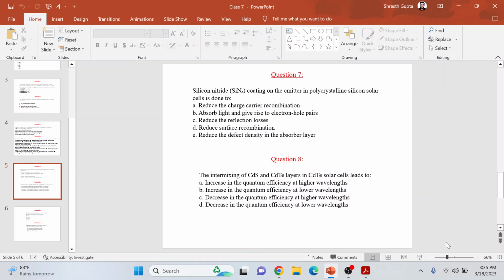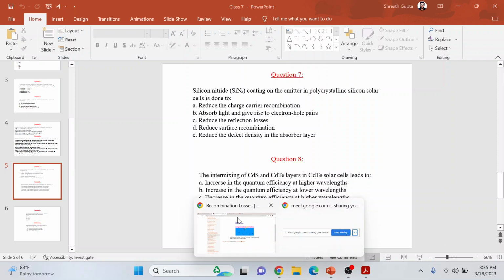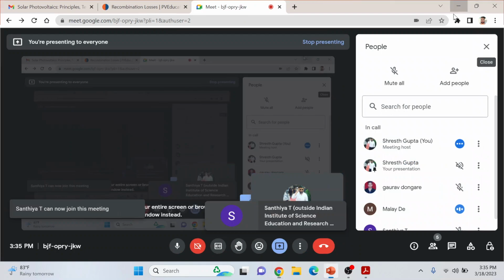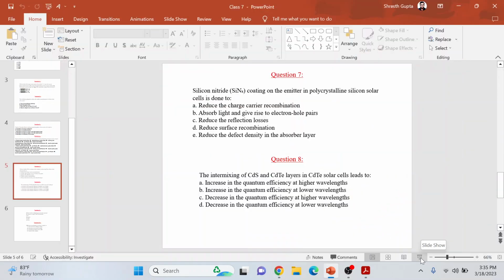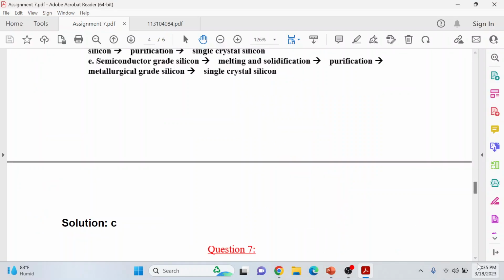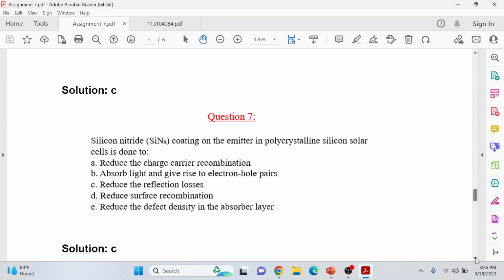Can you repeat what the process is to reduce the reflection? Just a minute. I'm saying, instead of reflection, constructive interference happens. And then hydrogen is also deposited, which is very beneficial for multicrystalline wafers. So the answer to the seventh question is definitely option C. It reduces the reflection losses.